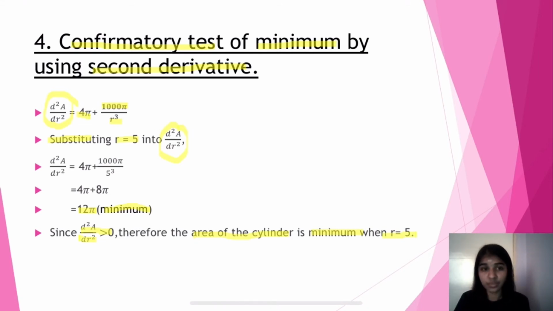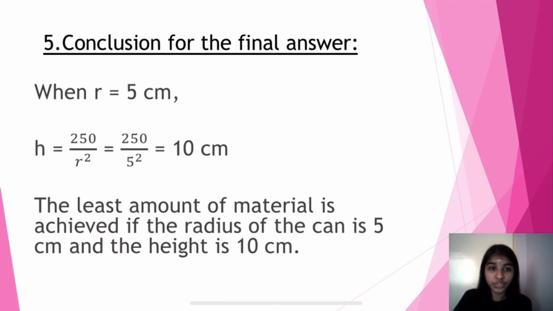This is our small conclusion first. So next, we're going to see the conclusion for the final answer. For the overall question, when r equals 5 cm, we can find the value of h, right? Just now we got the equation h equals 250 over r squared. So I'm just going to substitute my r with 5, you can see here. So 250 over 5 squared, you'll get 250 over 25. So then you'll get a value of 10 cm, which is the height of the cylindrical can.